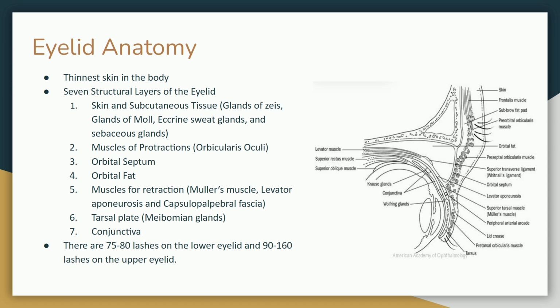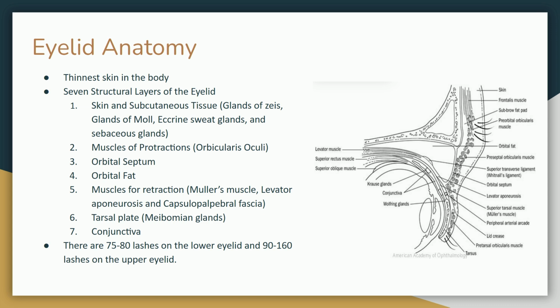Below that is your muscles of retraction. For your upper eyelid, that would be your Mueller's muscle and then your levator aponeurosis. For your lower eyelid, that would be your capsulopalpebral fascia. Lastly, you have your tarsal plate. That's where all your meibomian glands are. There are about 25 to 40 meibomian glands within your upper eyelid and around 20 to 30 within your lower eyelid. And lastly, your conjunctiva. There are about 75 to 80 lashes within your lower eyelid and about 90 to 160 within your upper eyelid.